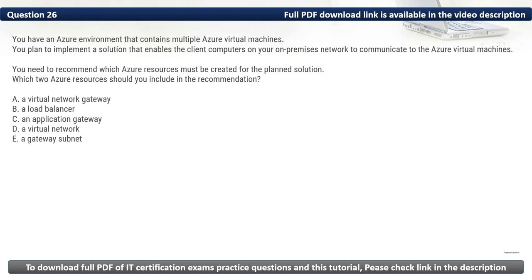Here in this question, we plan to implement a solution that enables the client computers on our on-premises network to communicate to the Azure virtual machines. We need to recommend which Azure resources must be created for the planned solution. As such, the two Azure resources that we should include in the recommendation are a virtual network gateway and a gateway subnet. Thus, the correct options are A and E.